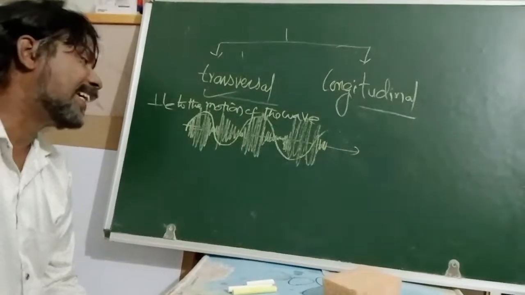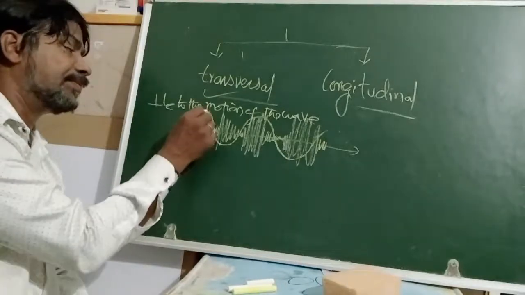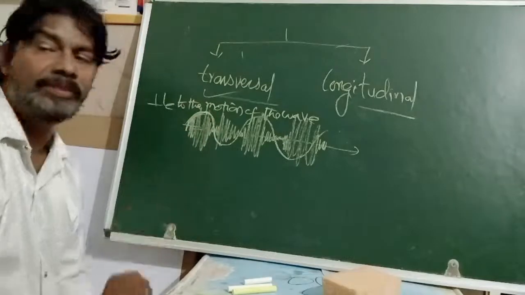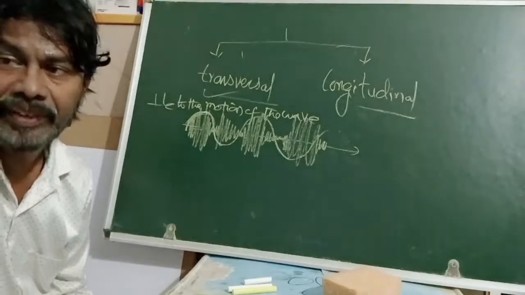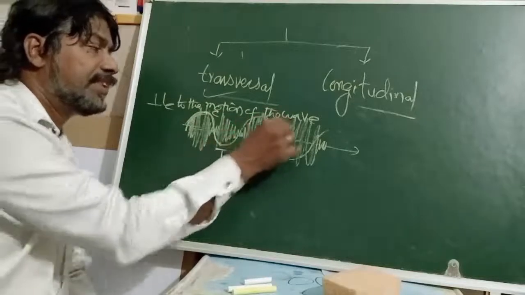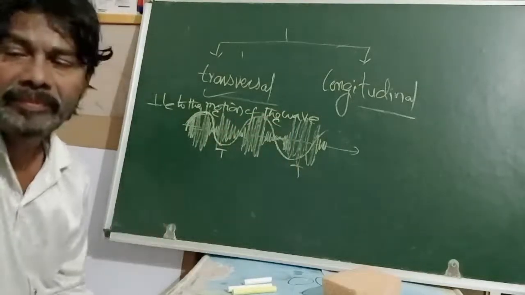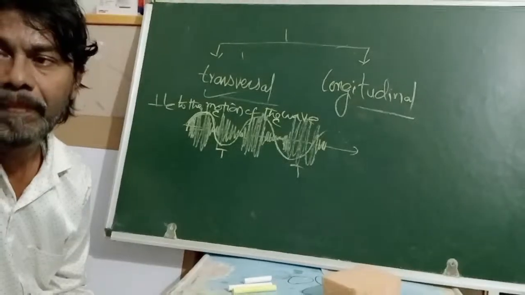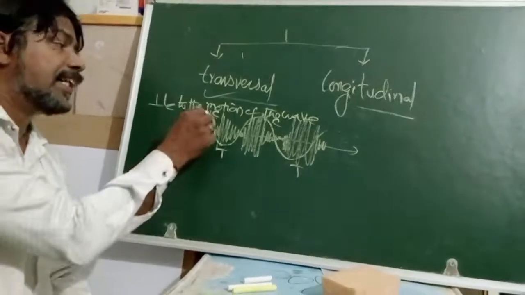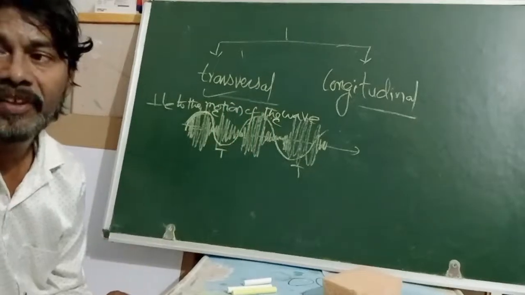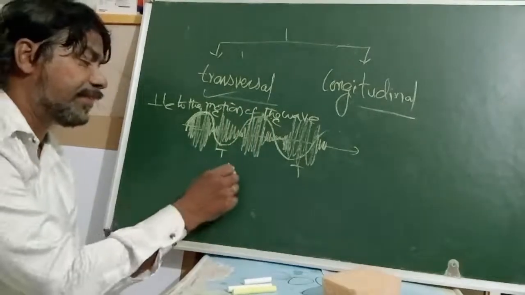Here we get crest and trough. This is crest. This highest point is called crest. Lowest point is called trough. So crest, trough is formed. This type of wave is called transversal wave. And distance between the two successive crests or troughs is wavelength. Wavelength.